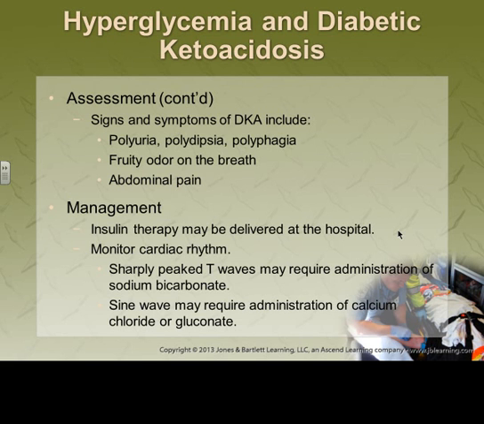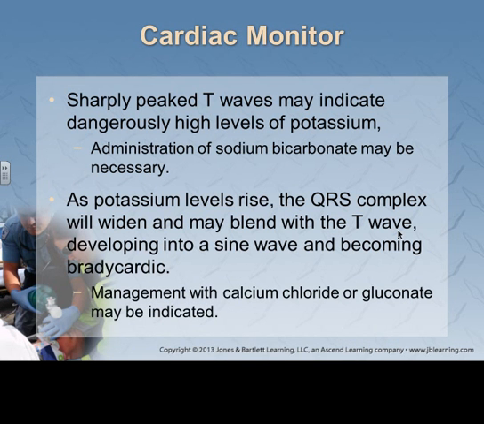With DKA, we want to monitor the cardiac rhythm because insulin and potassium kind of go hand in hand, all right? And there may be excessive amounts of potassium in the body, so we're looking for sharp peaked T waves. As the K levels rise, the QRS complex will widen, and then you'll start seeing the sine wave. And then these patients may need calcium chloride or calcium gluconate, all right?